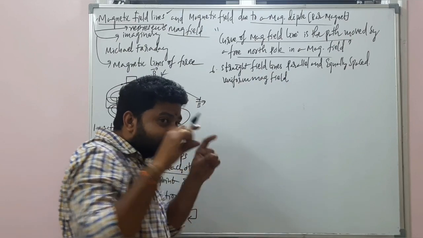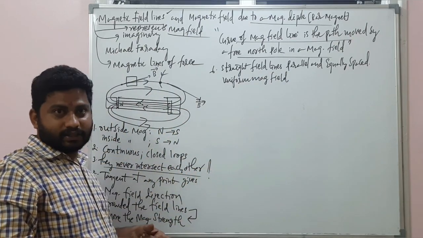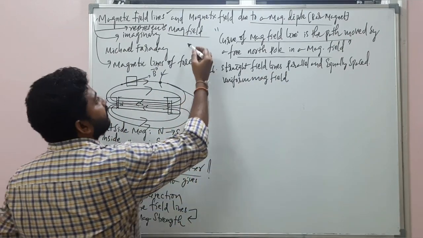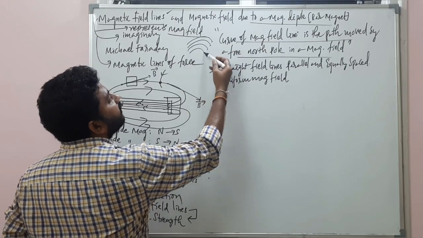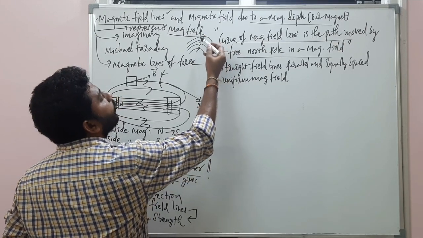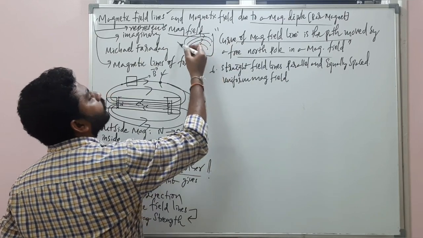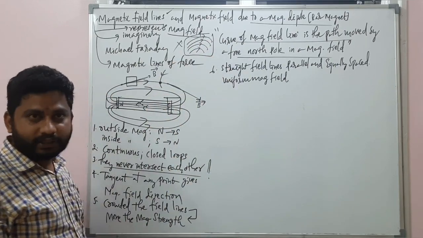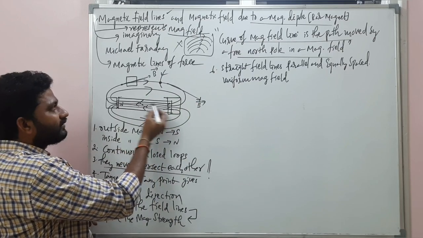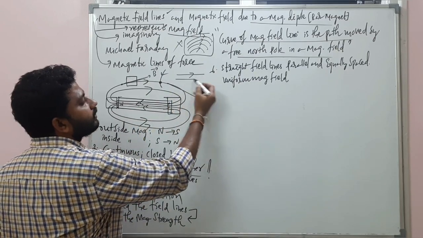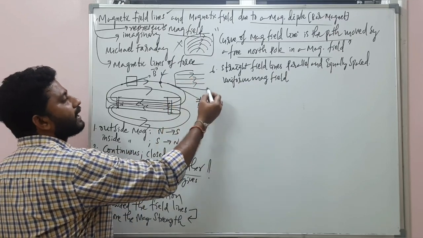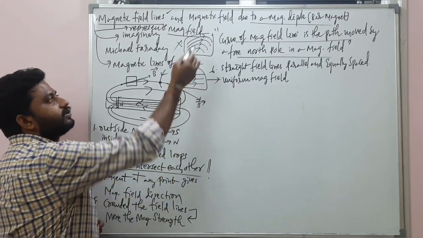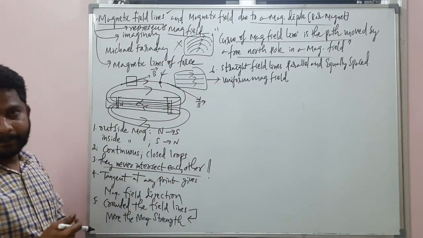So they must be straight and parallel to each other, right? For example, if they are curved like this, even if equally spaced, this comes under a non-uniform magnetic field. Uniform magnetic field means in this way, they must be straight, parallel to each other and equally spaced. This is a uniform magnetic field. This is a non-uniform magnetic field.